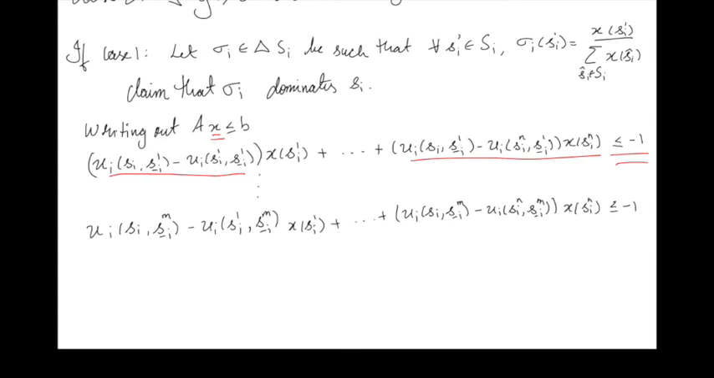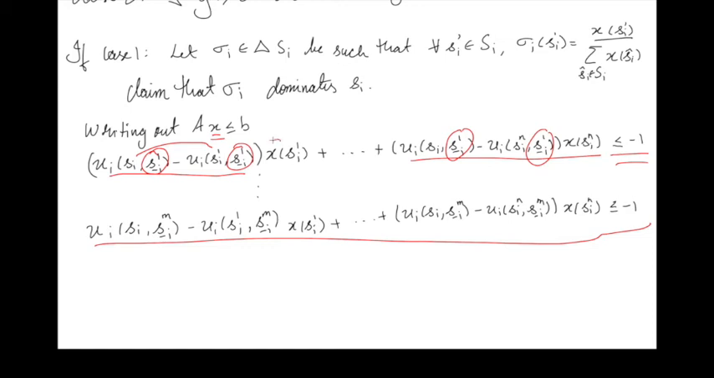If we add this all up, that has to be less than or equal to -1. Of course, that's true for every row, even for the last row, which is what this says. So no matter what others play, the utility difference from playing Si versus the kth strategy times the kth component of x, if we add those up over all k, we get something that's less than or equal to -1.